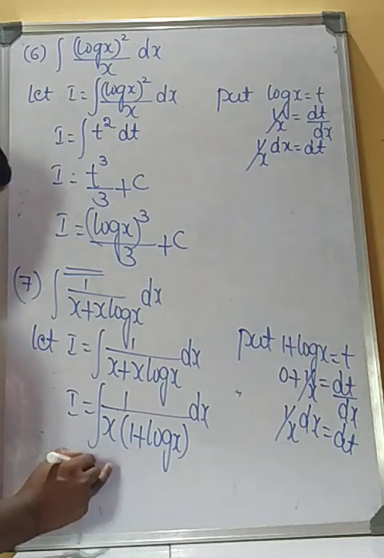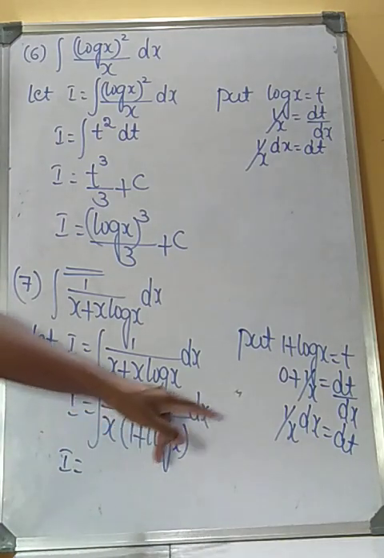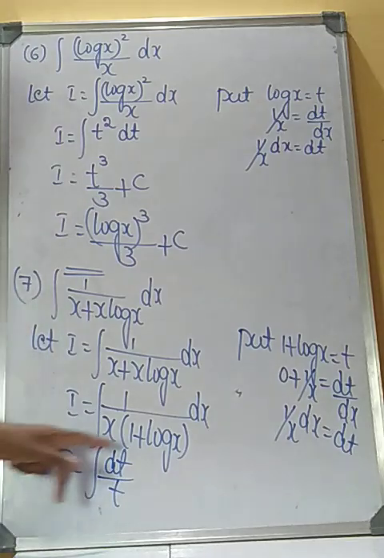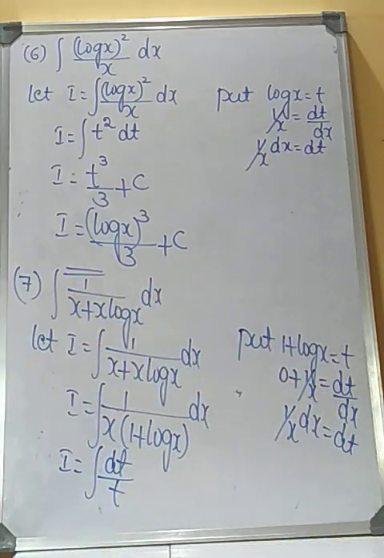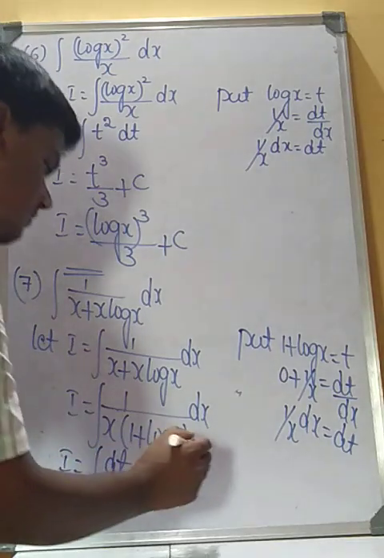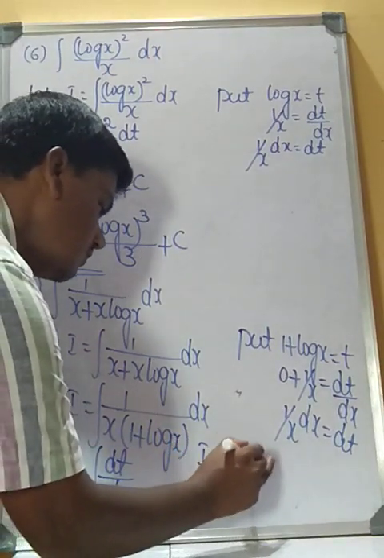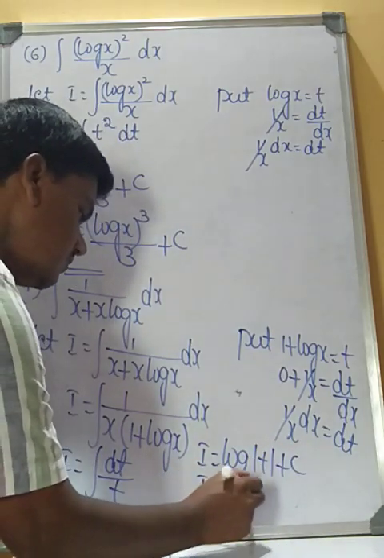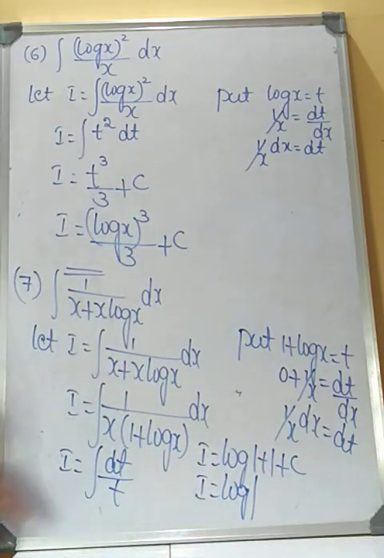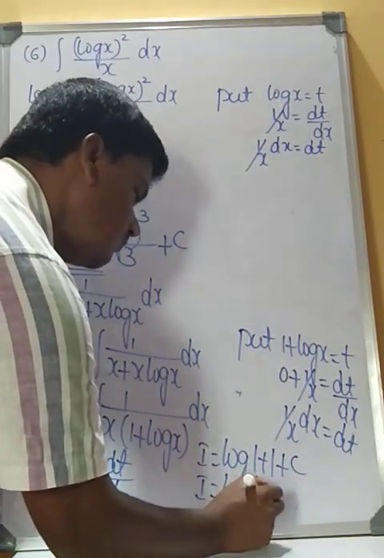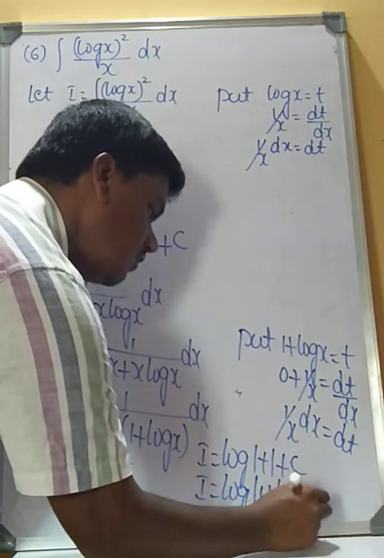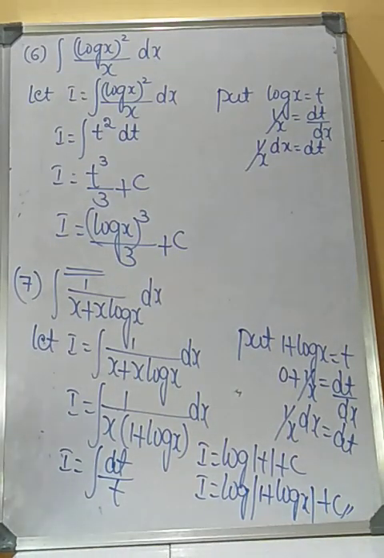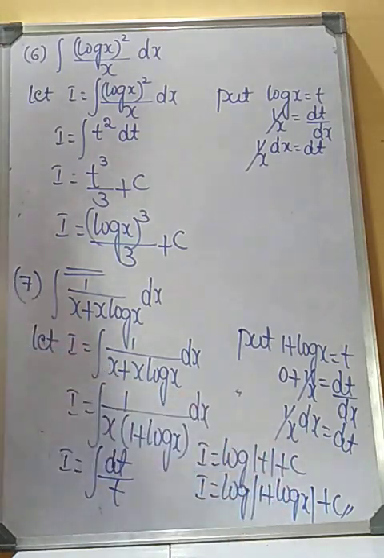Therefore I = ∫ dt/t, where (1/x) dx = dt and 1 + log x is t. The integral of dt/t is log|t| + c. Therefore I = log|t|. What is t? t is 1 + log x. So I = log|1 + log x| + c.